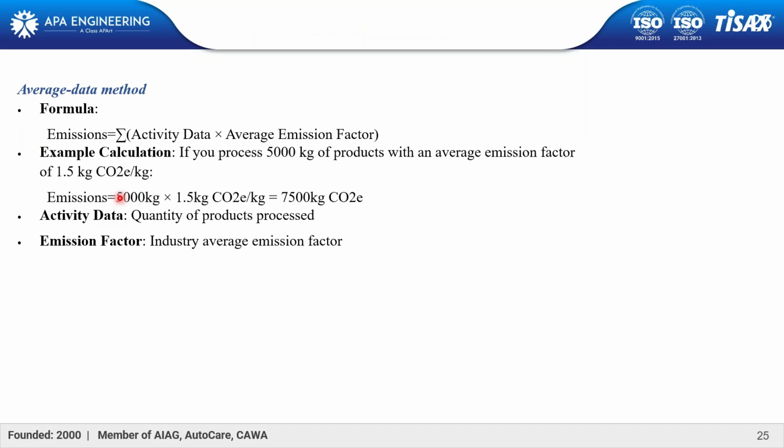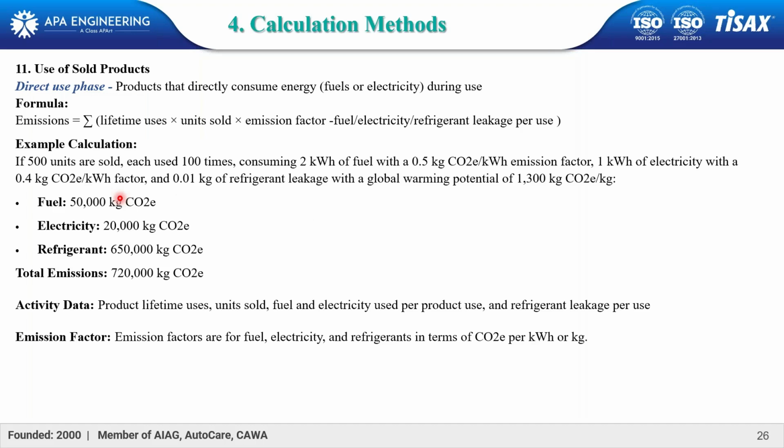The average data method. These are the secondary data sources that we use. Here the quantity of the products processed is the activity data required, and the industrial average emission factor of that particular product will be used to calculate this emission. Now, use of the sold products.